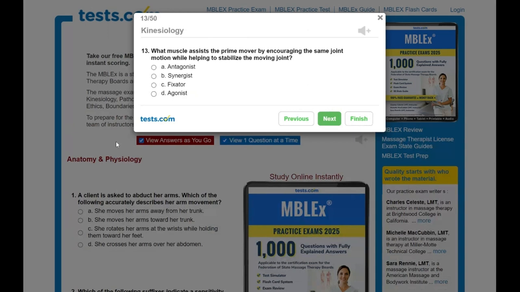Kinesiology. What muscle assists the prime mover by encouraging the same joint motion while helping to stabilize the moving joint? A. Antagonist. B. Synergist. C. Fixator. D. Agonist.